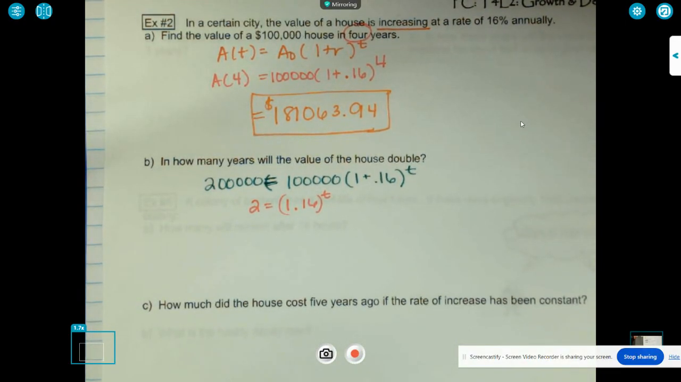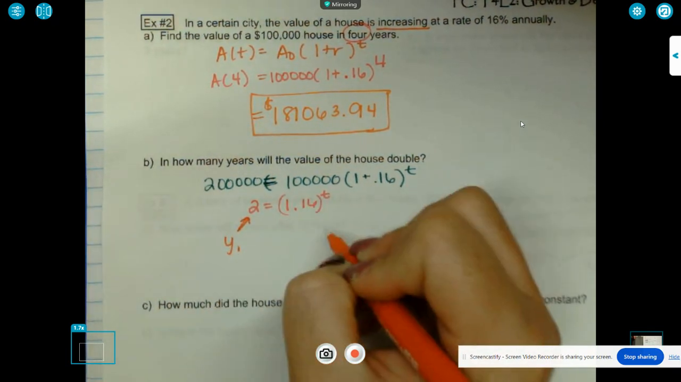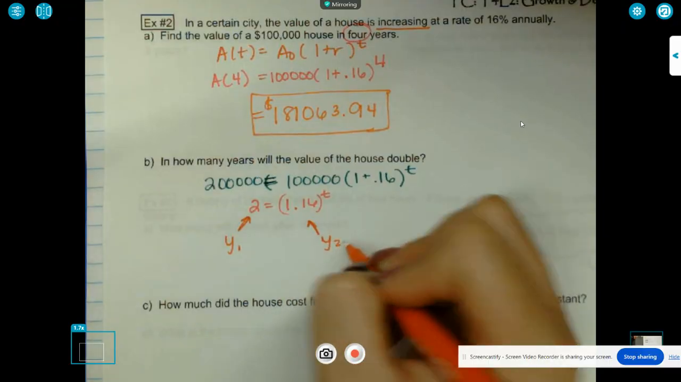All right. Here's the way y'all are going to do this for now. There will be a way coming shortly in the future that we can do this differently. But for now, grab your calculators. This is going to go into y1, and this is going to go into y2.